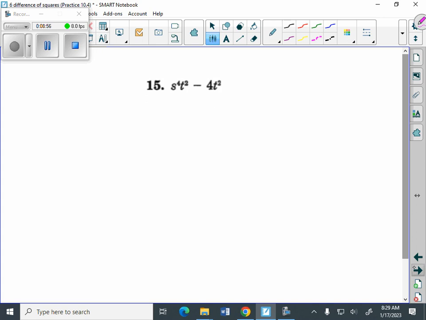Now, when we look at problem number 15, we technically could do the difference of 2 squares because we've got 2 terms and a minus sign already. But there's a greatest common factor in this particular problem. And it's harder on these types of problems to see the greatest common factor in the answer. So we need to look for the greatest common factor first. And as we take a closer look, what we see in both of these terms is that there's a t squared. So let's factor out the t squared.